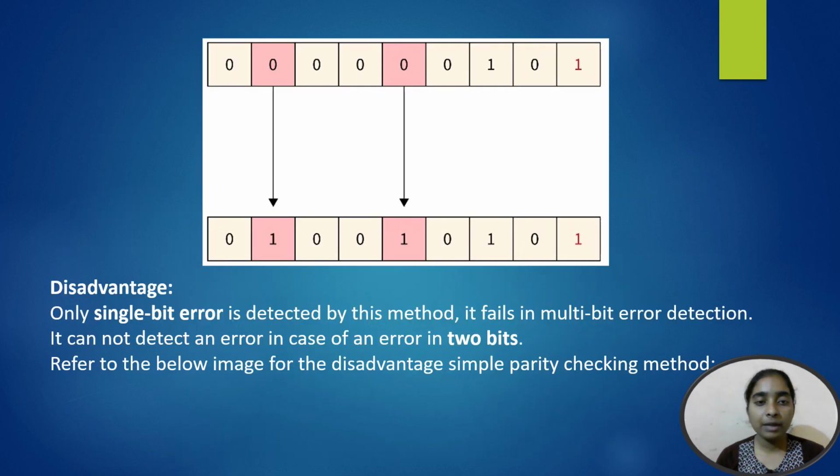In this example, we can see a 2-bit error. Therefore, there is a disadvantage of the simple parity checking method: only a single-bit error is detected by this method, and thus it fails in multi-bit error detection. It cannot detect an error in case of errors in 2 bits or more bits.